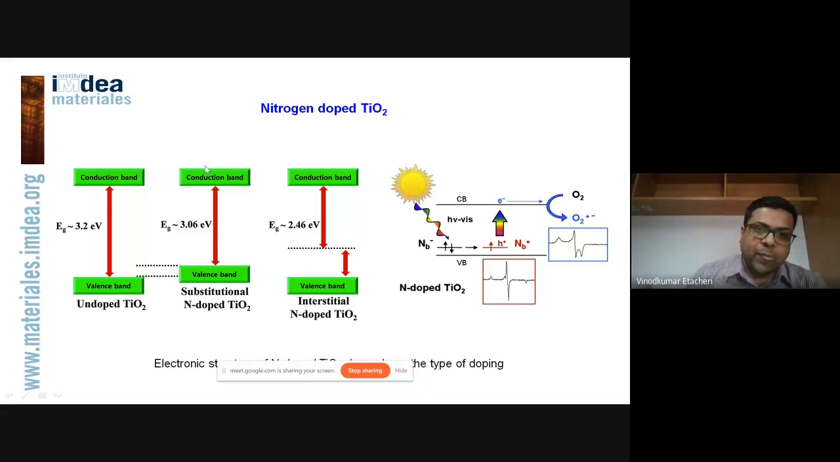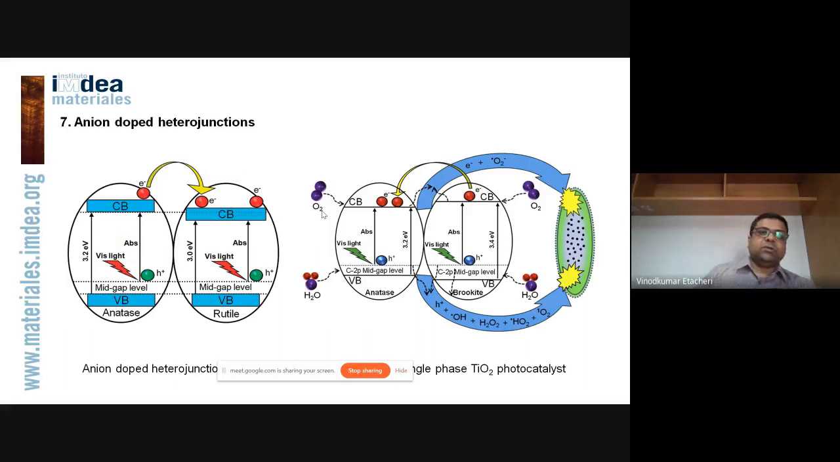So in case of nitrogen doping, the electronic structure is different, and the performance, everything is different. It depends on the type of doping and electronic structure. The nitrogen doped material was one of the most investigated in the last 10 years because of the performance. These third generation catalysts are known for their very high activity in visible light conditions. So let's go to anion doped heterojunction.